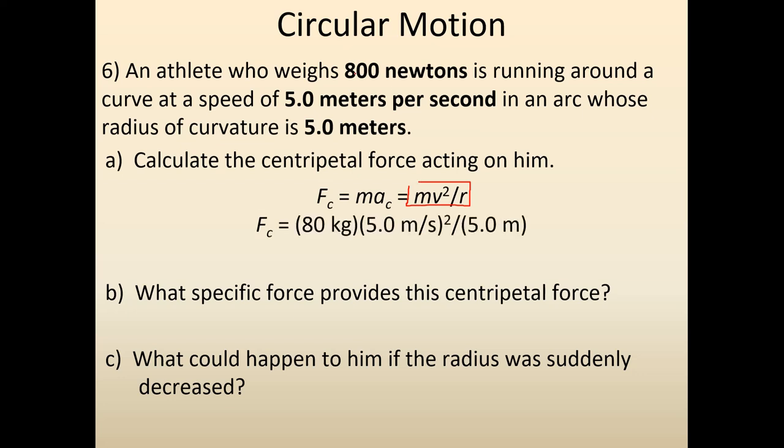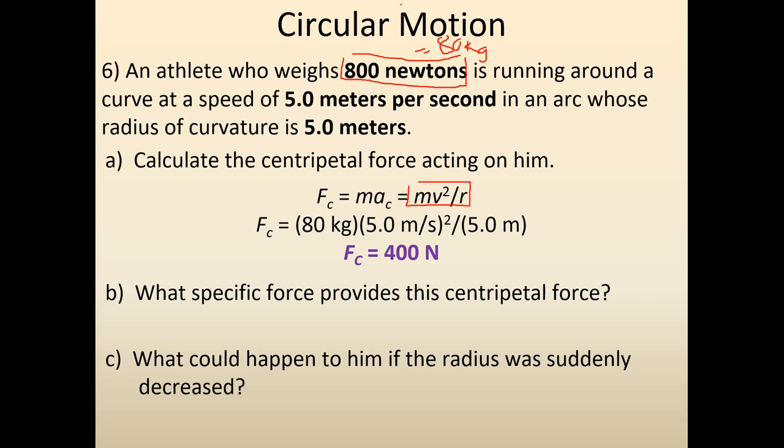They didn't tell us the mass, but they did tell us the weight, which, as you know, we can just divide and get it to be 80 kilograms. So plug these numbers in, and we end up getting that the centripetal force is 400 newtons. Now, the reason I ask strictly for the centripetal force is so I can ask B, which is what force is actually providing the centripetal force?